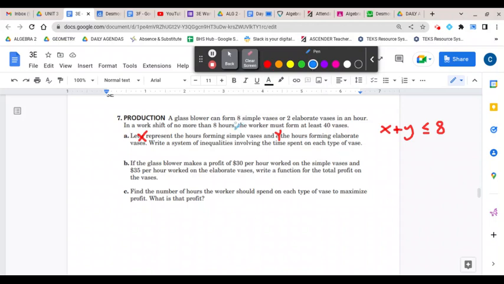All right, for our second equation, we have 8 simple vases in an hour, 2 elaborate vases in an hour, and we have to do 40 vases total. So our second equation, or at least 40 vases, so 8x plus 2y is going to be greater than or equal to 40. All right, so those are going to be our 2 constraint functions right there. These are going to be our constraints.